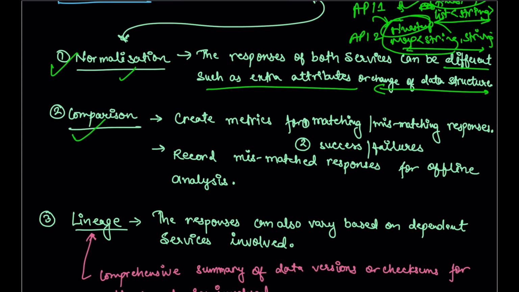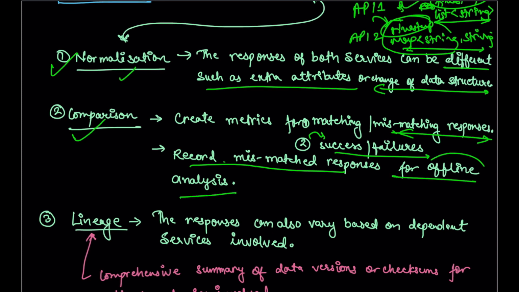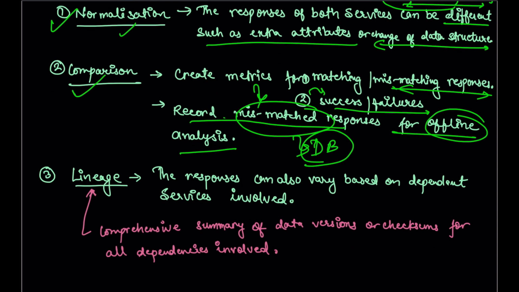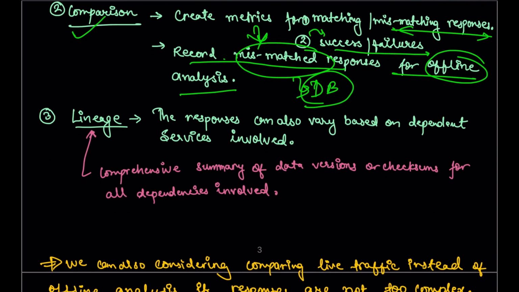Now in comparison, we have to create metrics for matching and mismatching responses. We have to see what the successes and what the failures are. We are also recording the mismatched responses for offline analysis. In offline analysis, one should see the metrics, and if there are a lot of mismatched responses and you are storing them, you can check whether you are storing them in some kind of database, or dumping them somewhere in log files. Anywhere you are dumping them, you can view them if further analysis is required.